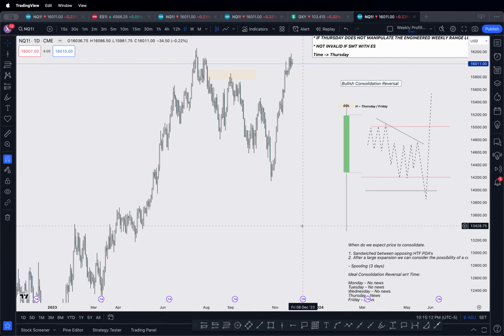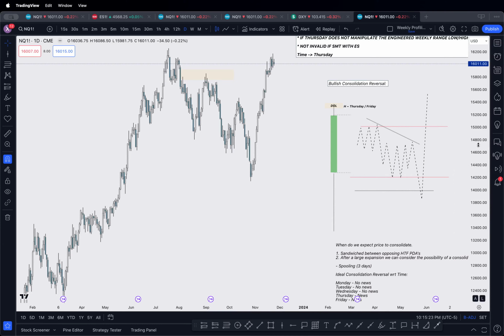Now you understand a framework for Monday, Tuesday, Wednesday, Thursday. There's only one profile left, which is the bearish Fridays, which I'll teach you next week. So, any questions about how the consolidation profile works in relation to the weekly candle and the days of the week? Or is that pretty clear?